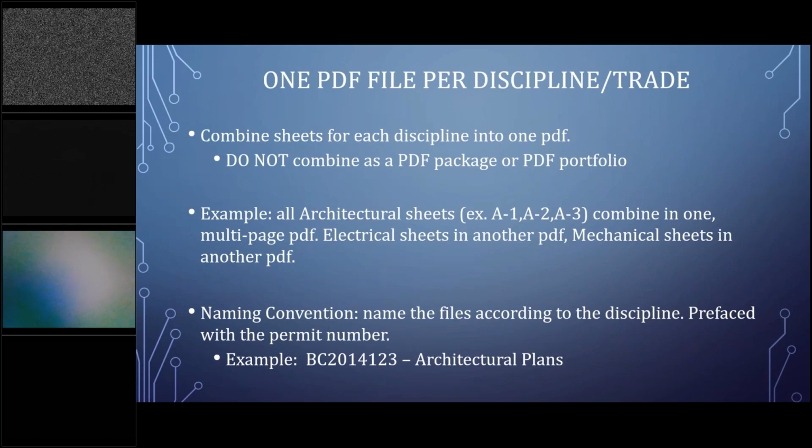The naming convention that we ask that you put on the files is name the file according to the discipline, prefaced with the permit number. So for example, your permit number is BC2014123, and the file you are submitting are architectural plans. So your name for your file will be the permit number and the discipline for those plans.